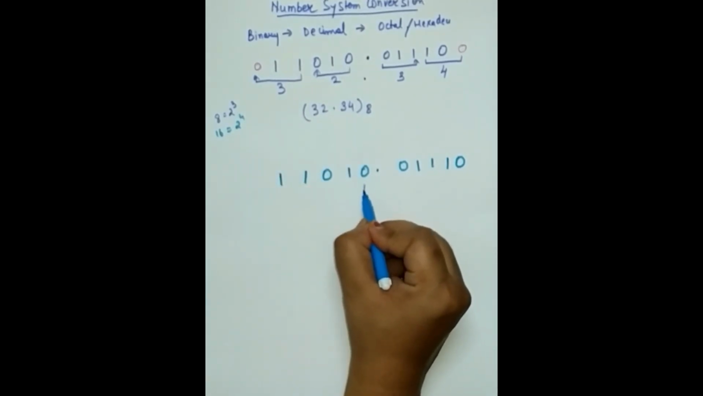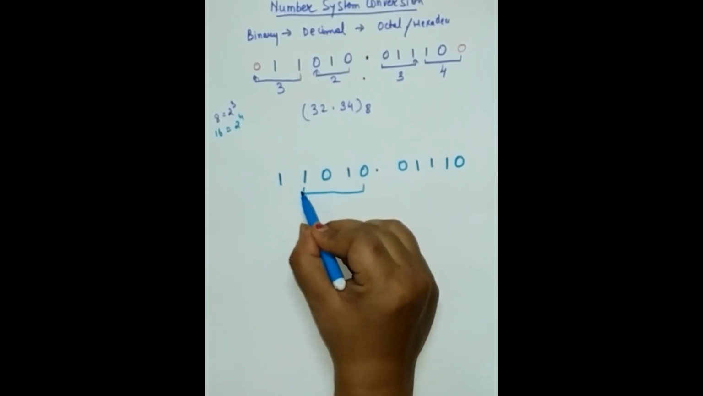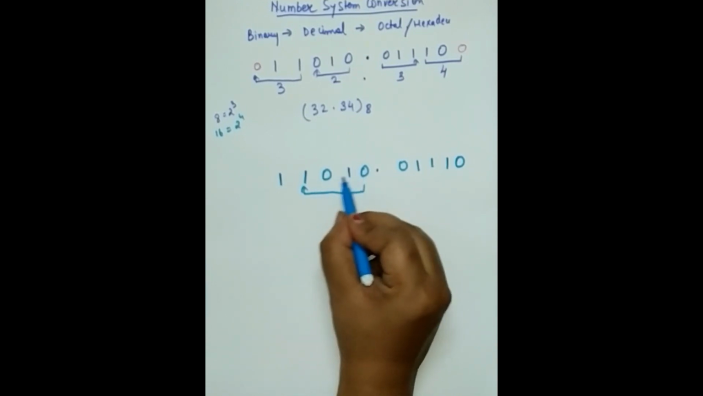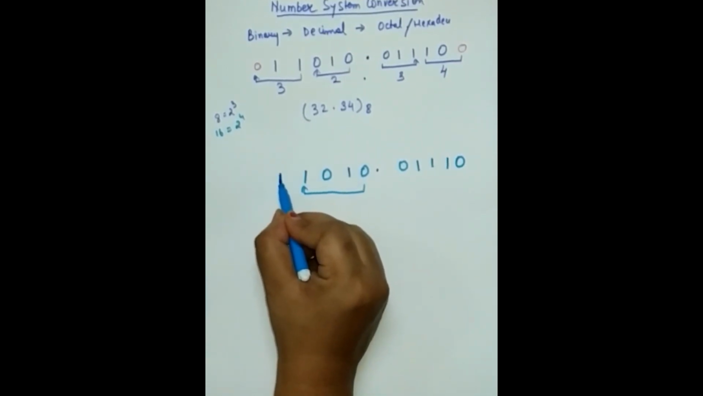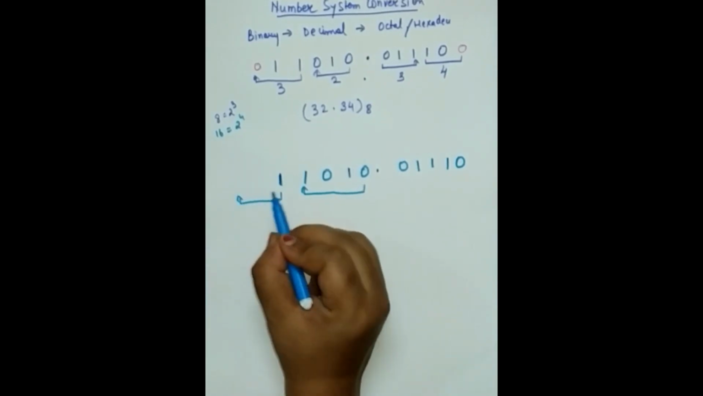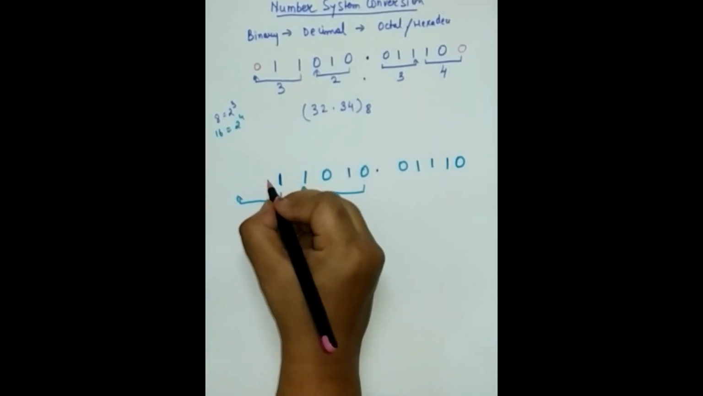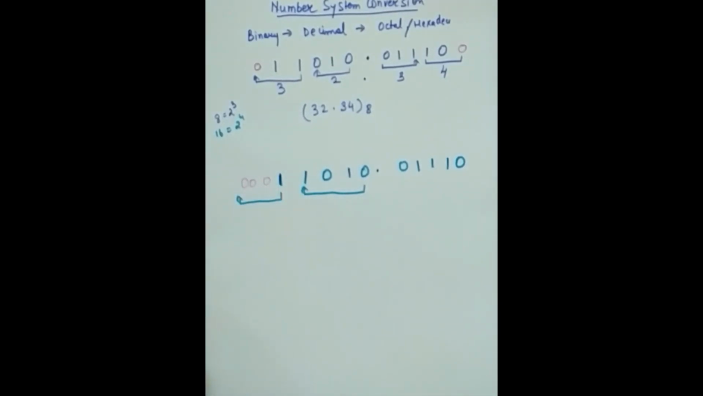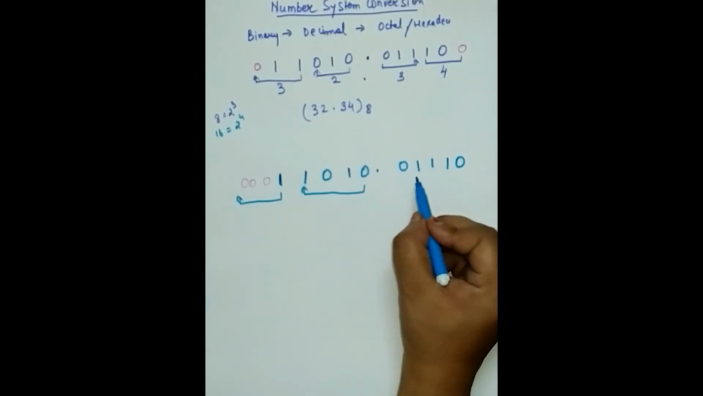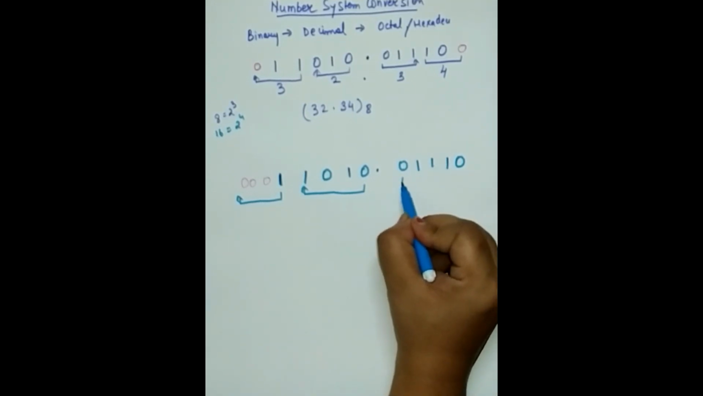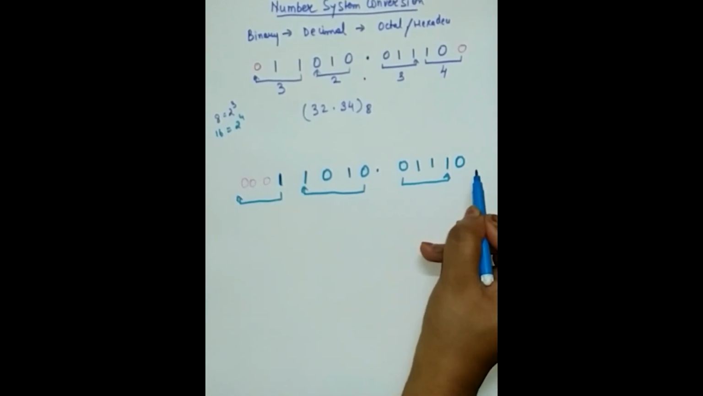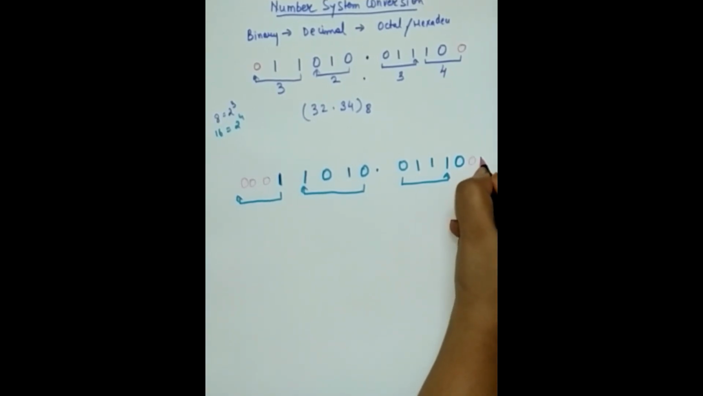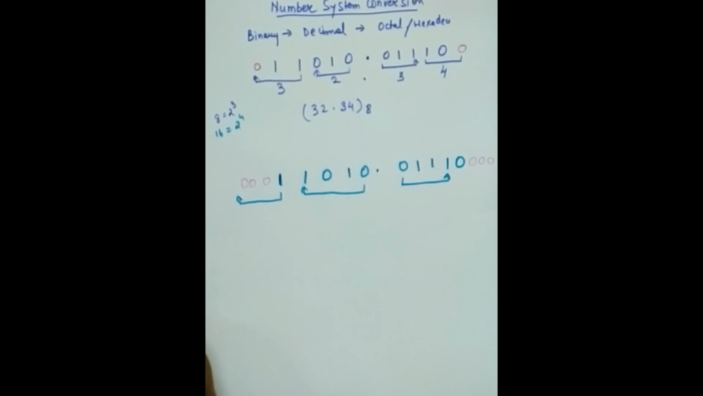So again from this side you move from right to left and you take 4 bits. So 1, 2, 3, 4. Now we have only 1 bit left over here. The other 3 bits are absent, so you will put 3 zeros, 1, 2, 3, to make it 4 bits. Now similarly after the decimal point you see here 1, 2, 3, 4. So we have 4 bits over here, and the last one, 0, is alone. So again you will put 3 zeros to make it 4 bits.